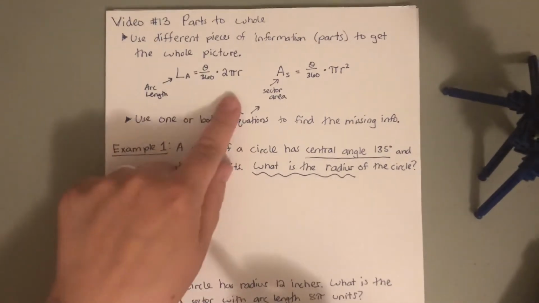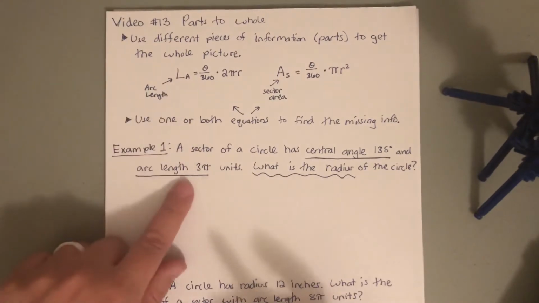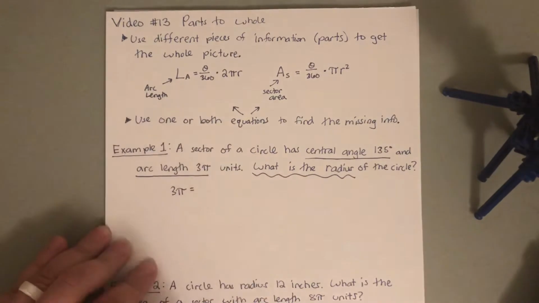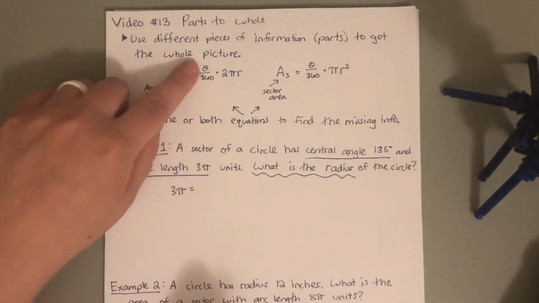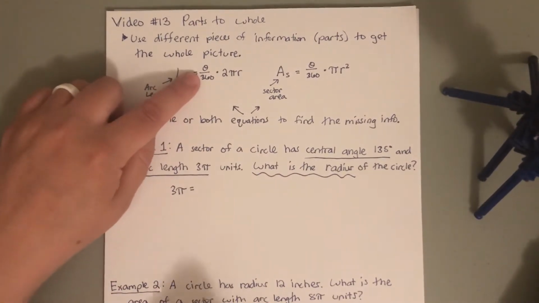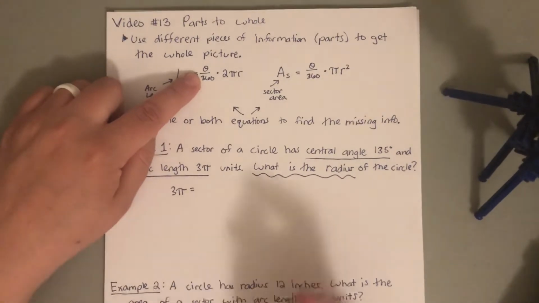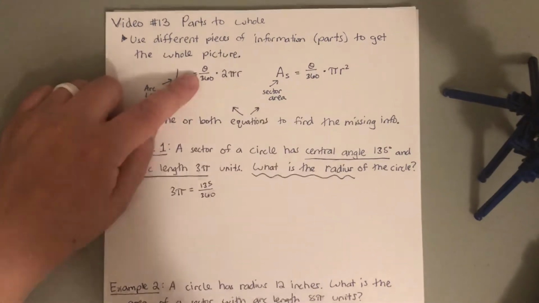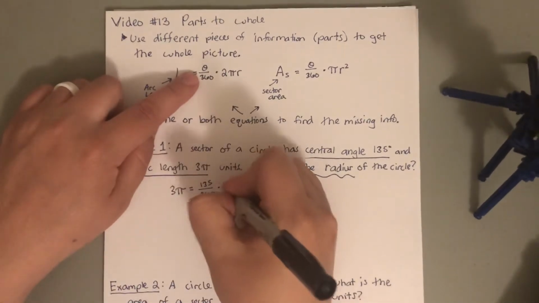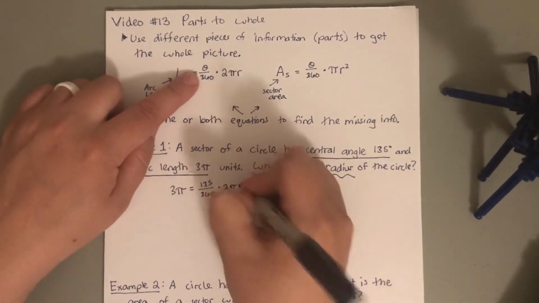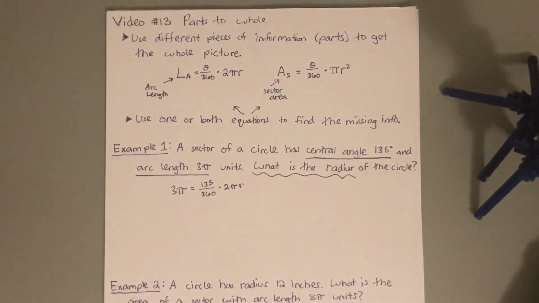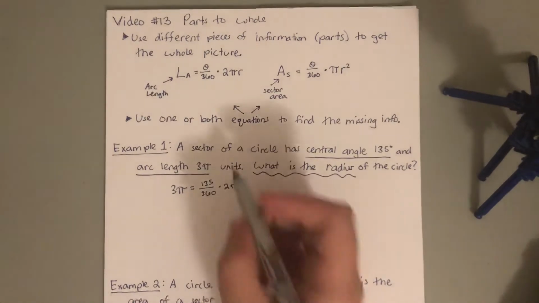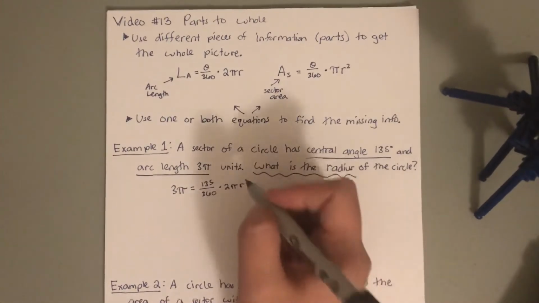We're going to use this equation, and for arc length we put 3 pi. So 3 pi equals the central angle divided by 360, which gives us the fraction of the circle that we're interested in. So 135 over 360 times 2 pi times r, and the radius we don't know. That's what we want to find. So we used our 2 clues, we plugged them in, now let's see what we get.